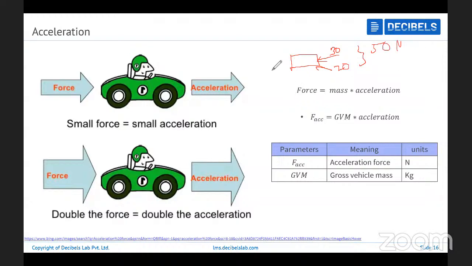From this side, if I want to move this object in this direction, I need to apply a force. Let's say I applied 49. It doesn't make any sense; the requirement is 50. If I apply 50, then both sides get balanced, so still there won't be any movement.